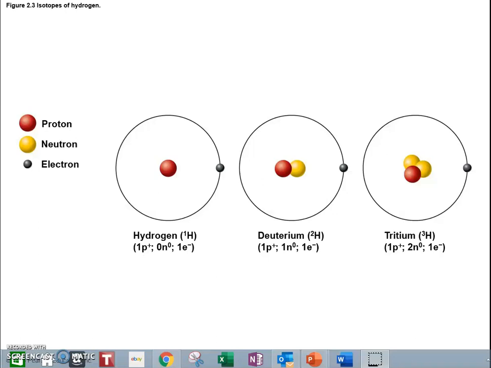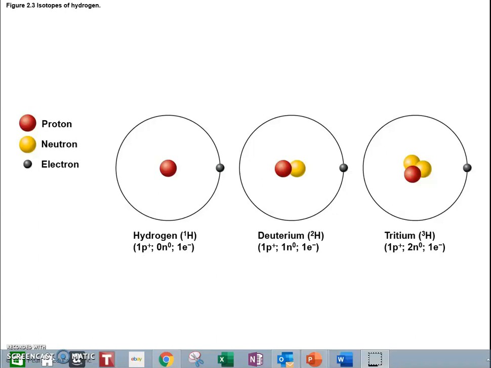Our first slide here looks at 3 different versions of hydrogen. So we can talk about isotopes. An isotope of an element is a version of it that has a different number of neutrons, the neutral charge particles, than the average or the standard. So a standard hydrogen, the one here on the left, has no neutrons.